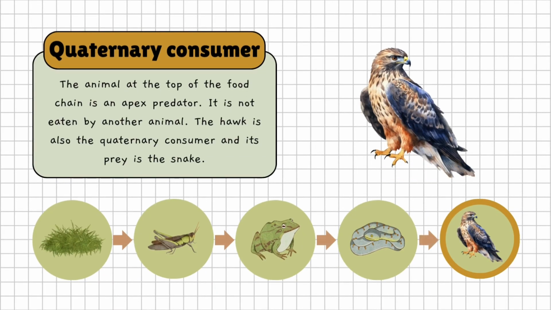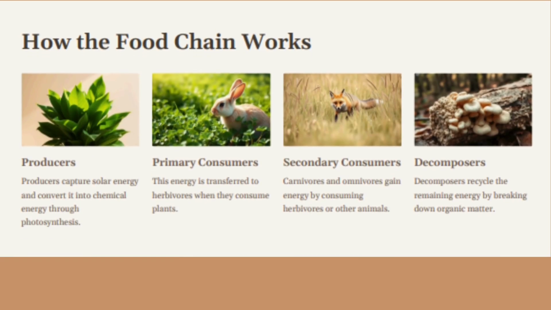Alright, so now we have the quaternary consumer. So the animal at the top of the food chain is an apex predator. It is not eaten by another animal. So in this example, the hawk is also the quaternary consumer and its prey is the snake. Alright, so that's how food chain works.